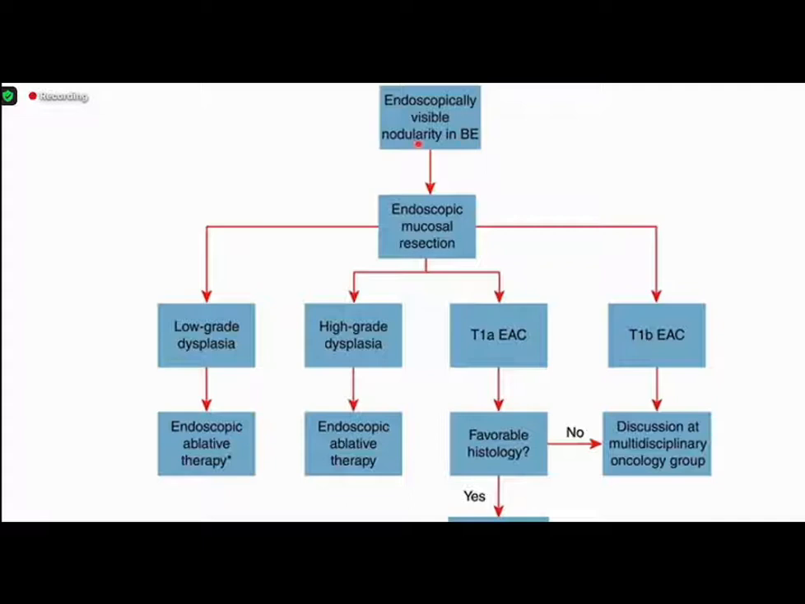For lesions that look more nodular on endoscopy, they go ahead and do endoscopic mucosal resections. For low-grade dysplasia, high-grade dysplasia, or superficial adenocarcinoma involving up to the lamina propria or muscularis mucosae with favorable histology, which means it doesn't look very bad on histology or high-grade, or there is no lymphovascular invasion, to name a few, then in those cases they would go ahead and do endoscopic ablative therapy for any residual disease. However, if it's unfavorable histology or a deeper lesion, then they would manage the patients based on a multidisciplinary approach.